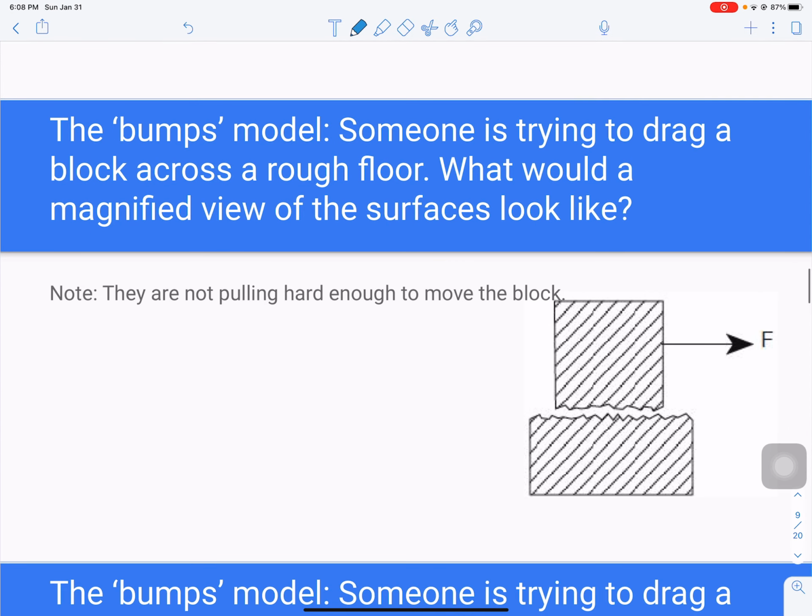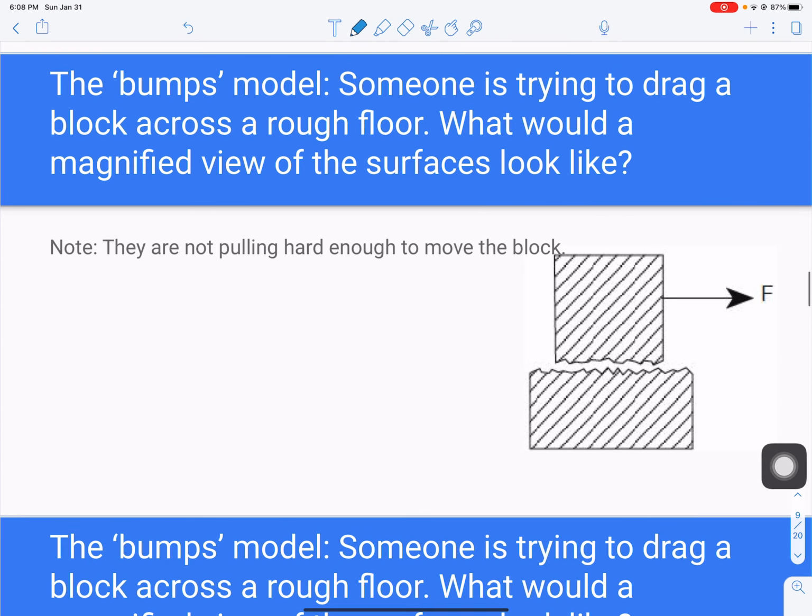Okay, so here is one artist's conception. We've got the floor has bumps on it, and the block has bumps on it. Notice, apparently only on one side.